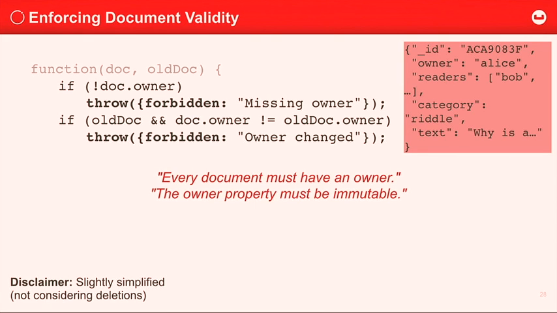The second thing we want to achieve is we want to make sure that the owner property is immutable. So that means that if a document already exists within Sync Gateway and a new revision of the document is pushed in, that it must be owned by the same person. So in this particular case, we first check that there is an old doc, there is an existing version of the document, and if there is, that the owner of the current document is the same as the owner of the old document. And if it's not, then we're going to throw an exception that the owner has changed and that's not valid for this particular application.